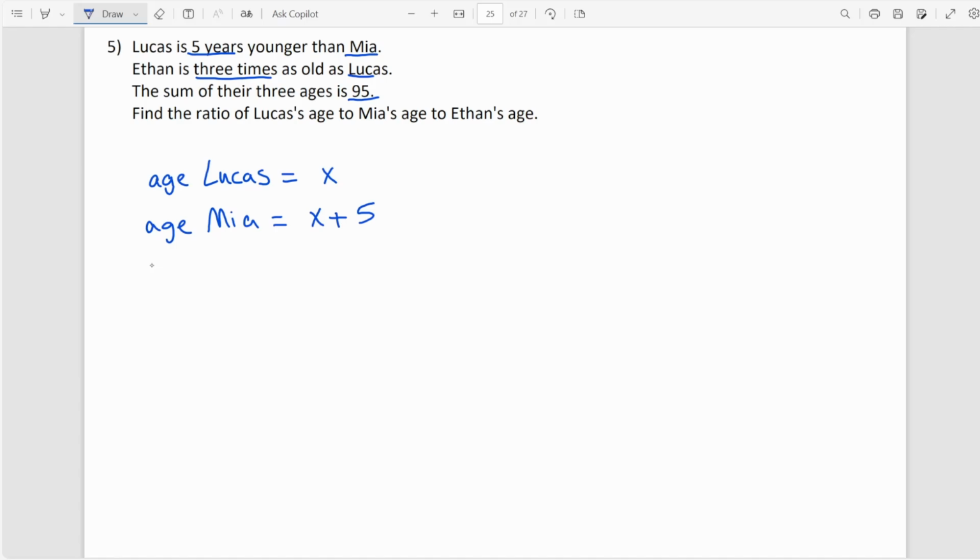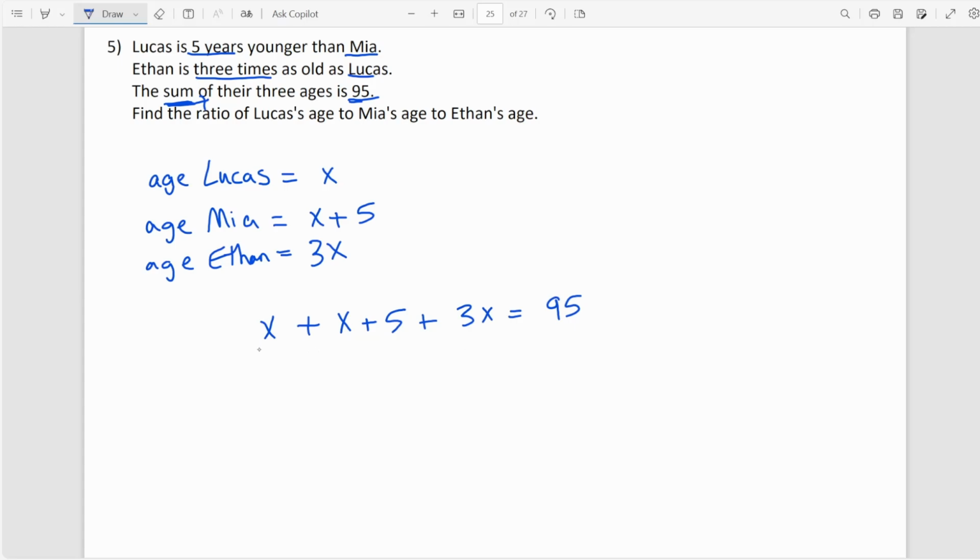And as for Ethan, so age of Ethan, it is going to be 3 times as old as Lucas. So 3x, all right? So 3 times the age of Lucas. Now we know that the sum of their 3 ages is 95. Now what does sum mean? It's addition, all right? So we'll add all of those. So x plus 5 plus 3x is equal to 95. And now we can just solve this algebraic equation.